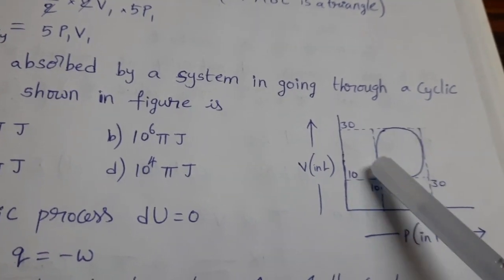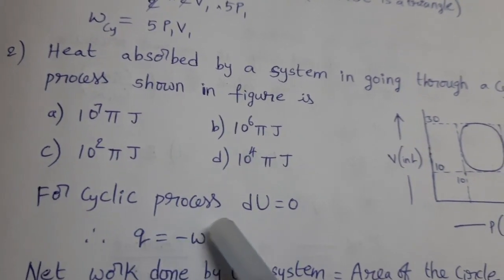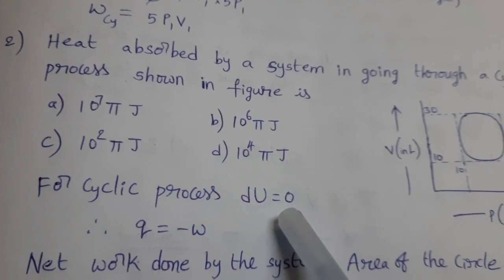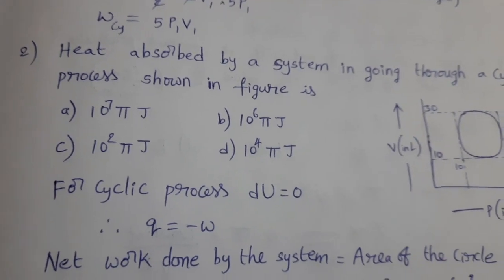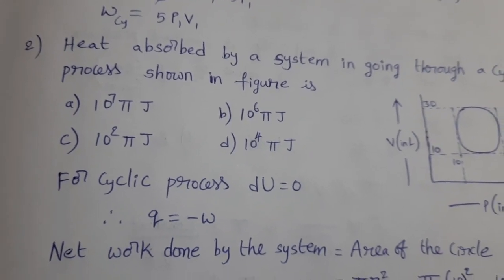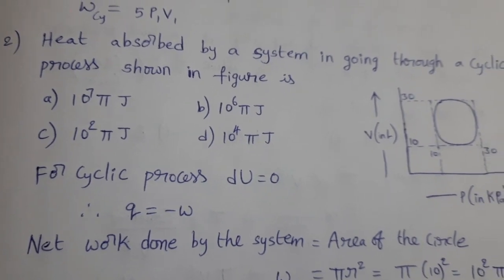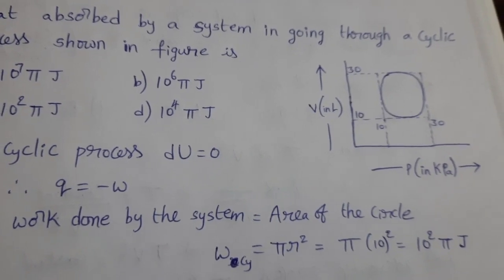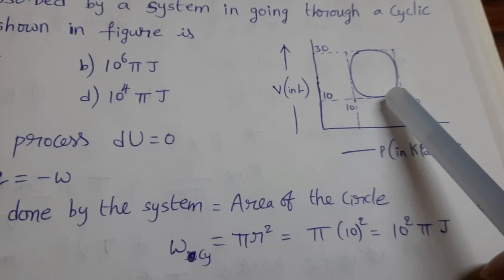A cyclic process is represented in the form of a circle. For this cyclic process, the change in internal energy dU equals 0. From the first law of thermodynamics, U equals Q plus W, so dU equal to 0 means Q equals minus W. The net work done by the system equals the area of the circle. The area of the circle formula is pi r squared.